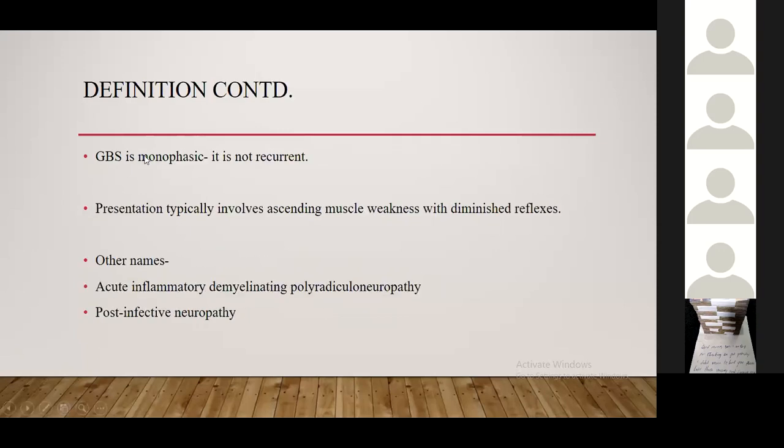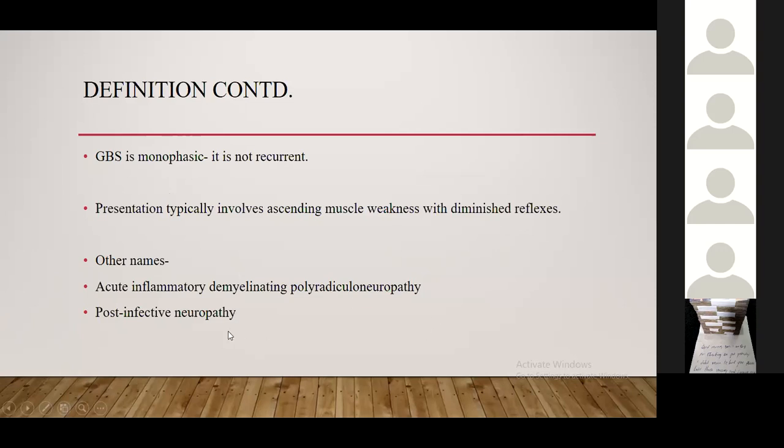Looking at Guillain-Barré syndrome, it is monophasic. It means when you get it once, you don't get it again. It is not recurrent like other conditions that are polyphasic. Guillain-Barré is monophasic. Patients present with muscle weakness and diminished reflexes. You know that the nerve is responsible for muscle strength and reflexes, so once it becomes demyelinated, you're going to have weakness and diminished reflexes.